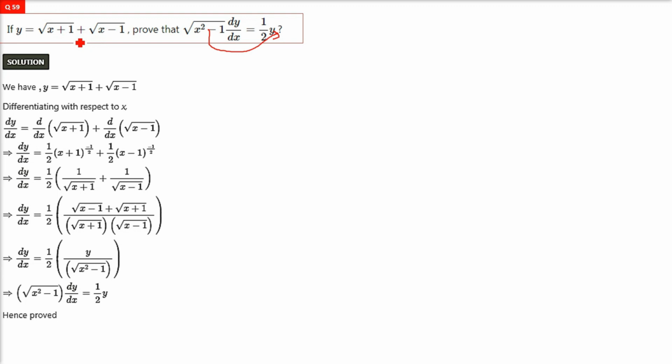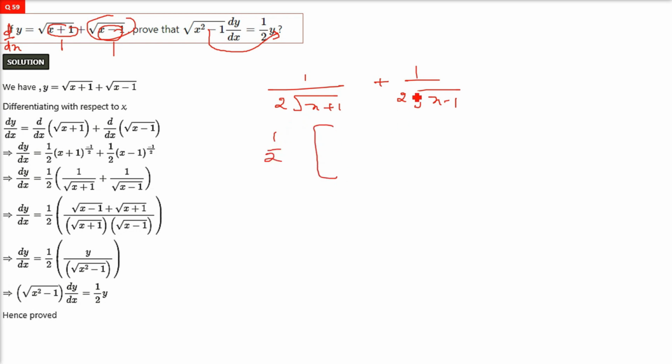So dy by dx will be what? Alright, let me do it. If you are confident that you will be able to do it by yourself, just have a look at the answer and try it yourself. Now dy by dx of under root x plus 1 is 1 by twice of under root x plus 1. d by dx of under root x minus 1 is 1 by twice of under root x minus 1. What is the differentiation of x plus 1? 1. What is the differentiation of x minus 1? It is 1. Because of the chain rule, we have to do x plus 1 and x minus 1 also, but it is going to be 1 only.